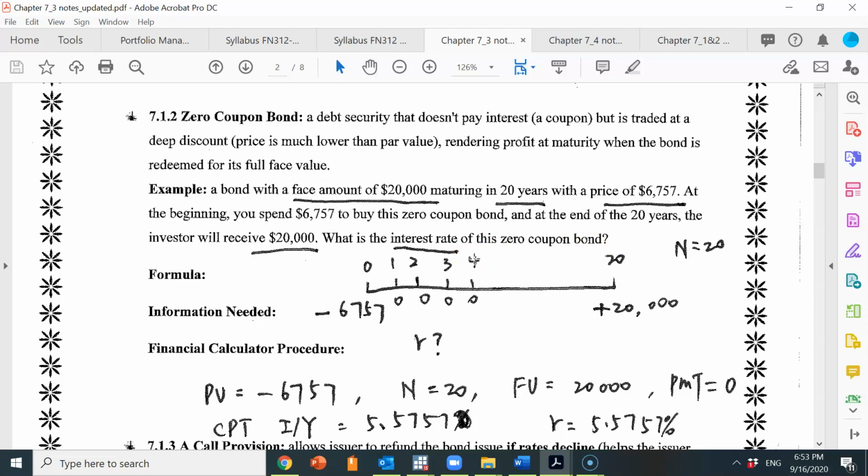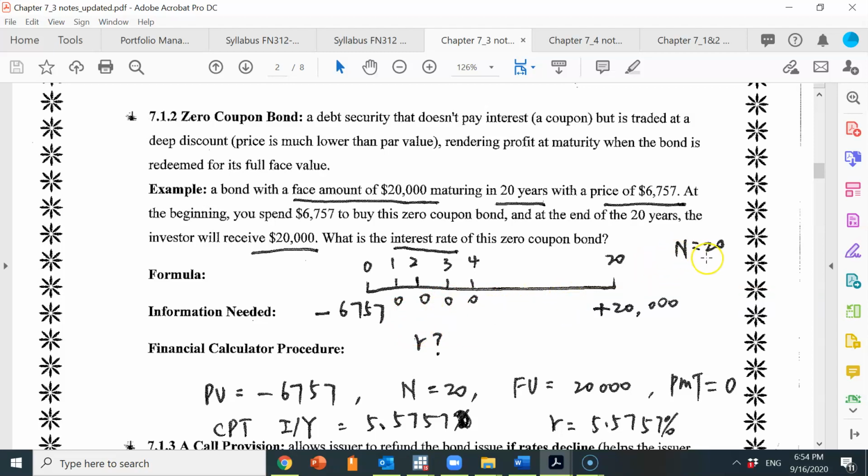You are paying 6,757 today as the bond price. Let's look at this timeline here. The question gives us the amount of money you're paying today as the bond price, so we use a negative sign here. This is a cash outflow for you today. Because it's a zero coupon bond, in the next 20 years before the maturity date, we have zero coupon payment over the 20 years.